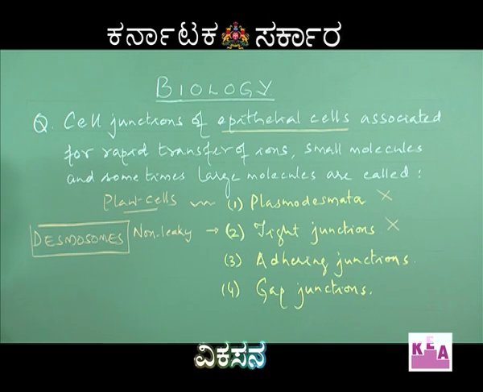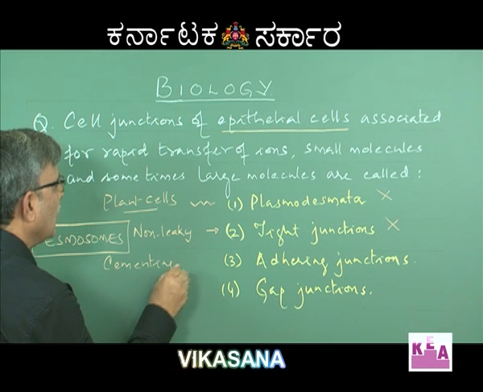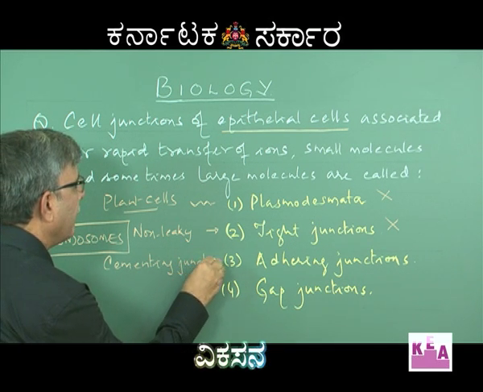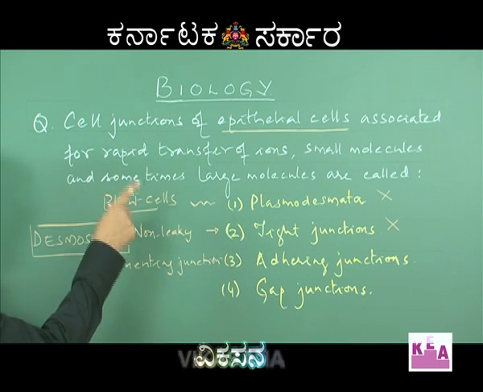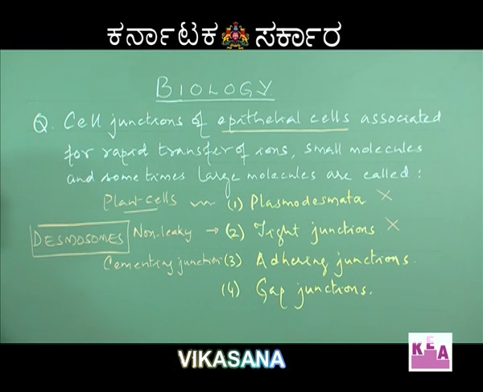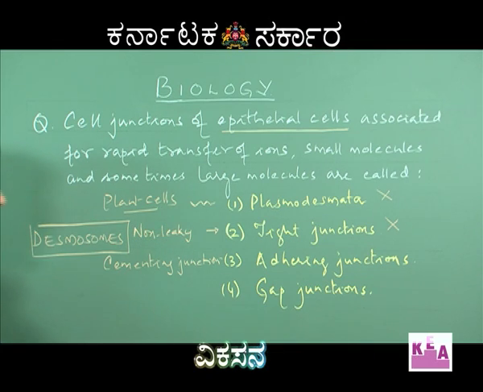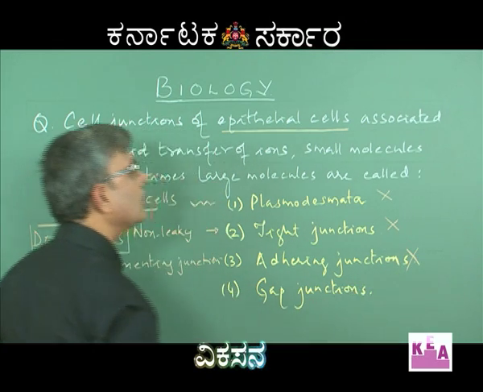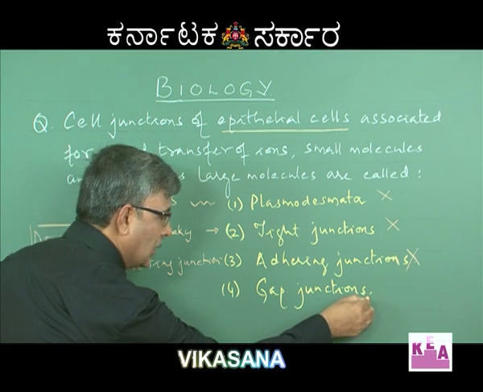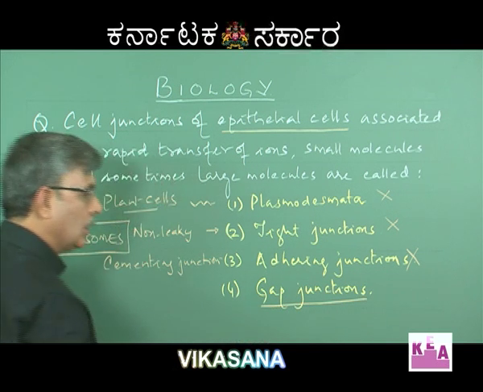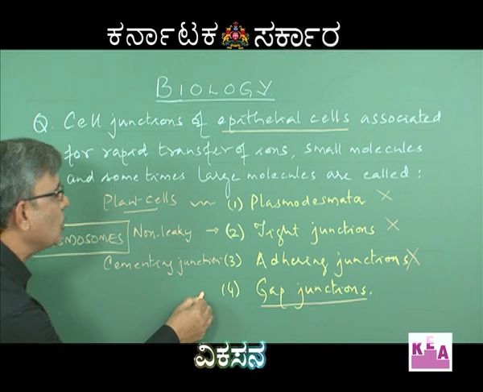Adhering junctions. Adhering junctions are cementing junctions, the one which is going to help in anchorage of the cell, attachment of the cell. But here the junctions have to permit the transfer of ions, small molecules and sometimes large molecules. Thereby even option 3 is not an answer. So, it is the gap junctions that permit the movement of small and sometimes large molecules. So, thereby the answer is option 4.